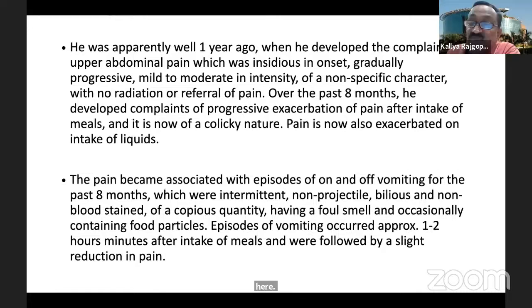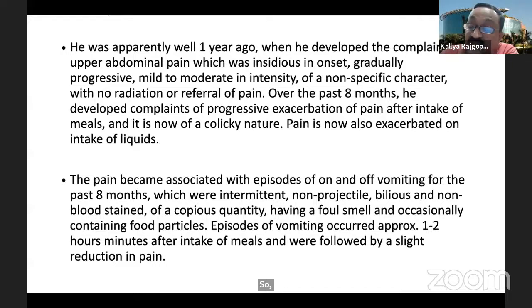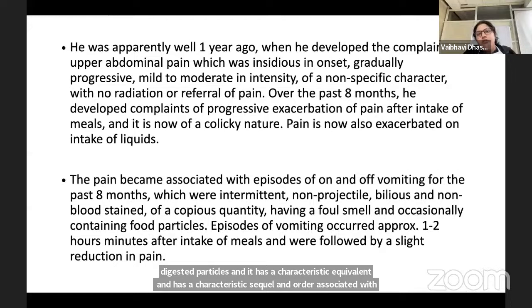What is feculent? Feculent is vomitus having a liquidy consistency, mostly digested particles, and it has a characteristic feculent odor associated with it. So what is it classical of? Large bowel obstruction.